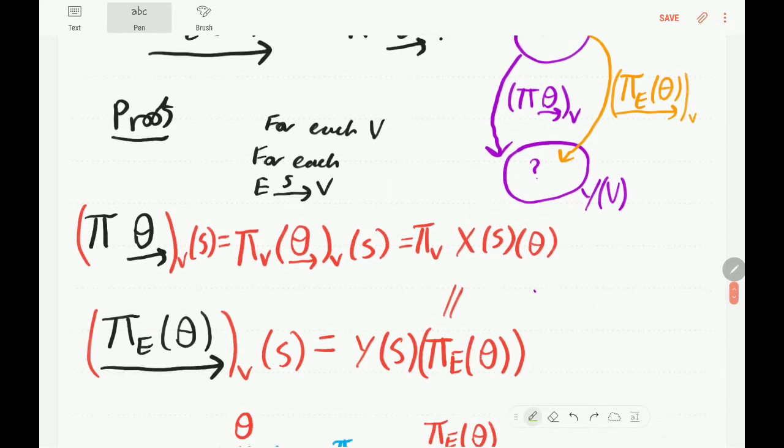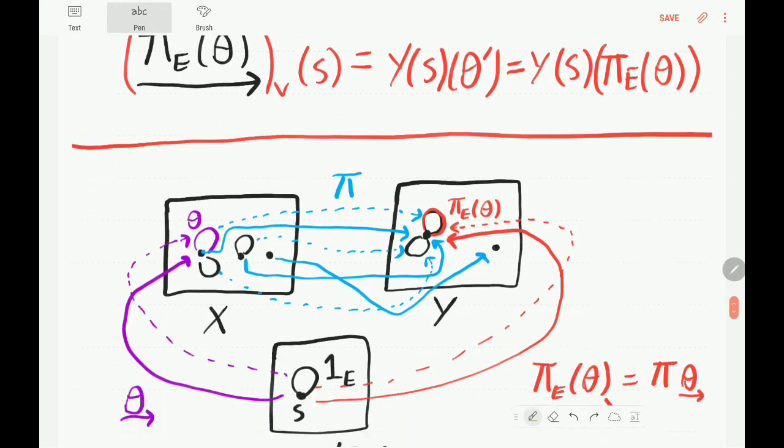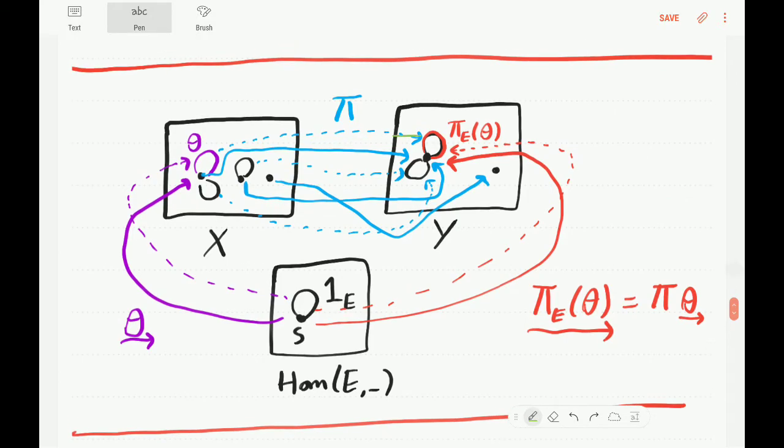Just before I move on, let's have another quick glance at how this natural lemma is working in our category of functions here. And I'll just say it again. Basically, the idea is that if we have an E-type element theta of X, then that's going to correspond to this arrow theta under arrow from Hom(E, blank) to X.